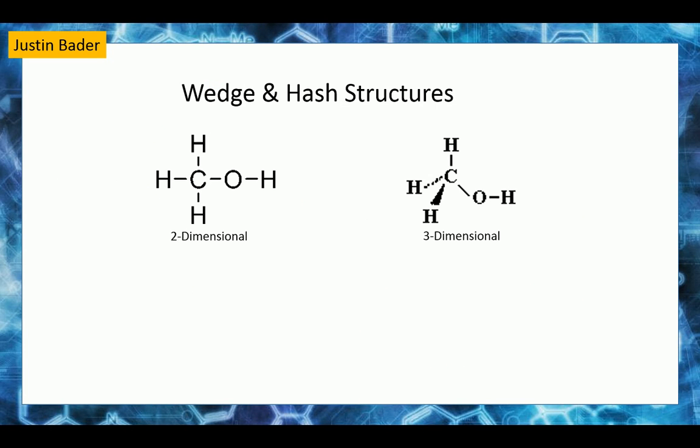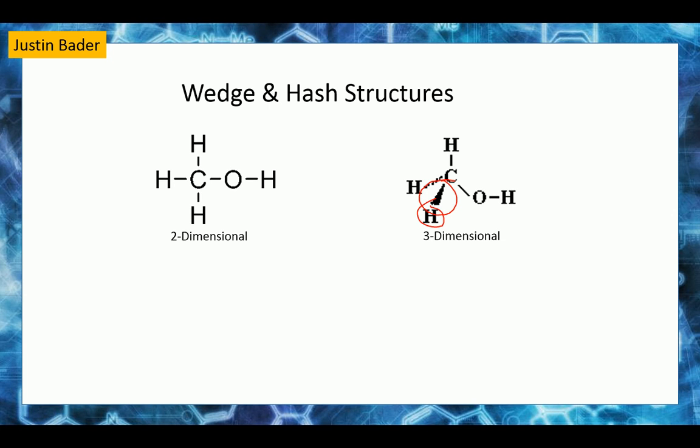Wedges and hash structures. The wedges signify that the atom is coming out of the plane of the page, whereas the hashes signify that the atom is going into the plane of the page. The regular lines that we drew in the previous examples would show that the atoms are in the plane of the page. So, for example, this wedge right here is actually coming out at you, and that means the hydrogen's coming out. The hydrogen right here is coming out of the plane of the page.